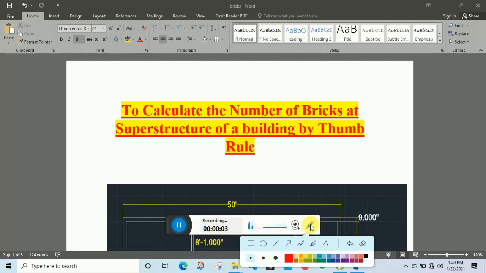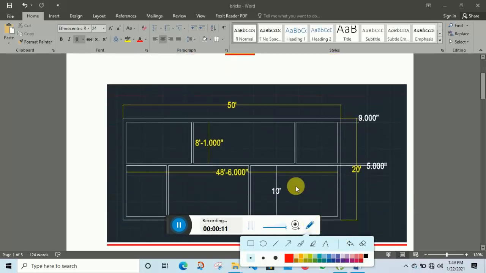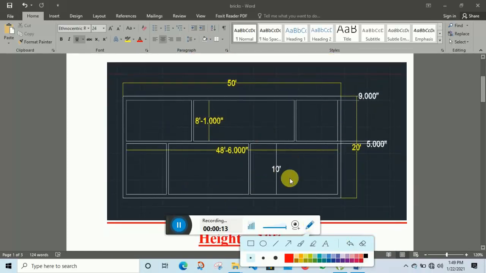Today in this lecture I will discuss how to calculate the number of bricks in the superstructure of a building by thumb rule. This is the 2D plan. This is the length of the plan and this is the width of the plan. The thickness of this wall is 9 inches. This is the external wall.